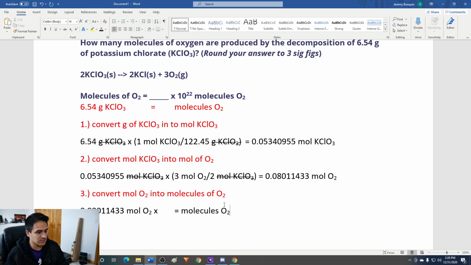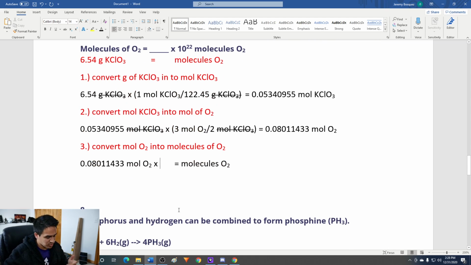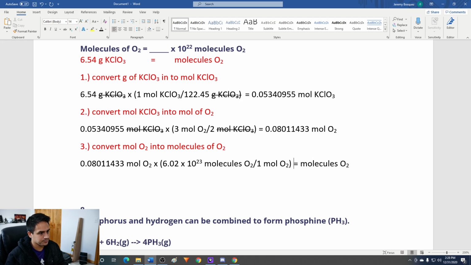Okay, so now to do this conversion, we need to use Avogadro's number, which, again, we may not remember from chapter 10, but that is 6.02 times 10 to the 23rd molecules per 1 mole. So to set this up properly, we'll have 6.02 times 10 to the 23rd molecules of O2 over 1 mole of O2. Okay? And again, you'll see that my moles of O2, which is what I'm beginning with, are on the bottom of my conversion factor so that they cancel.